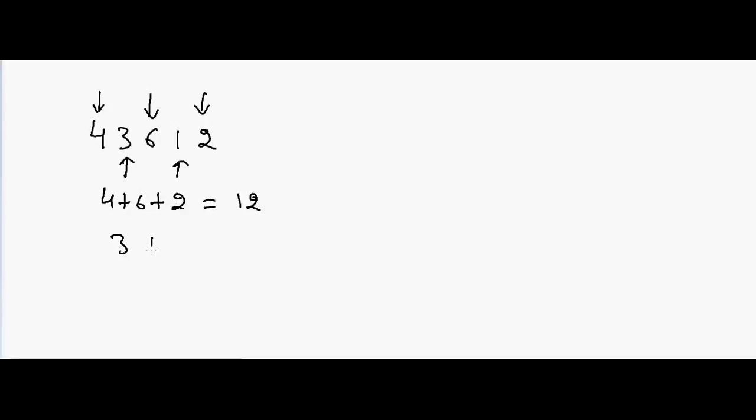Let's take another example. If I have 4 3 6 1 2, in that case 4, 6, 2 and 3, 1. So 4 plus 6 plus 2 is equal to 12, and 3 plus 1 is equal to 4. If I subtract, that will give me 8, and 8 is not divisible by 11, so this number is not evenly divided by 11. But what can I do to make it divisible by 11?